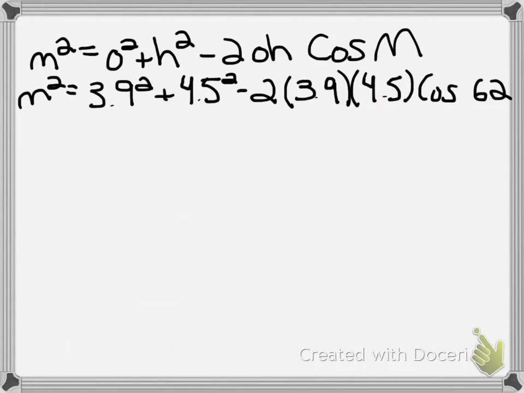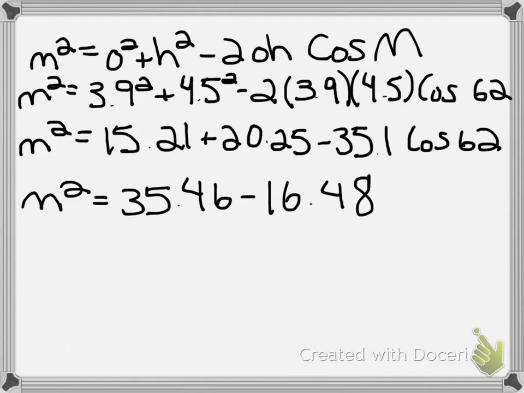This is the cosine law that we're going to be using for this equation. It's m squared equals o squared plus h squared minus 2 times o times h times the cosine of m. The next line is numbers filled out. M squared equals 3.9 squared plus 4.5 squared minus 2 times 3.9 times 4.5 times the cosine of 62.